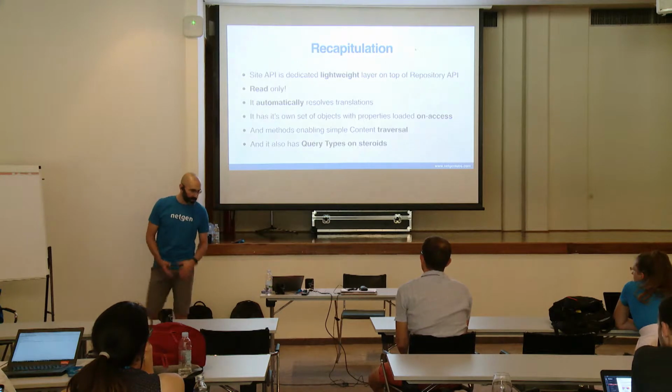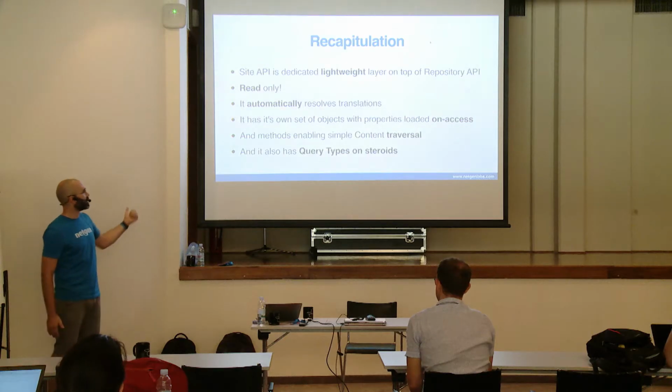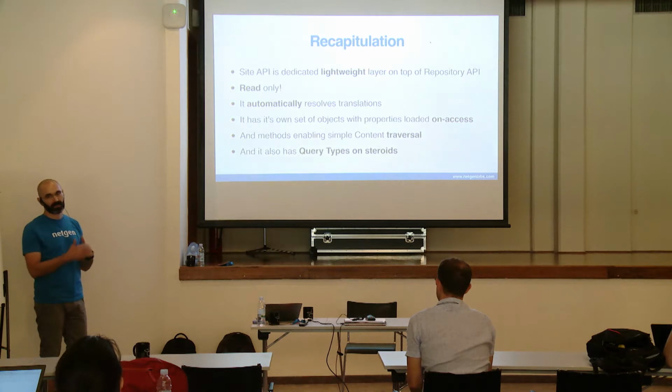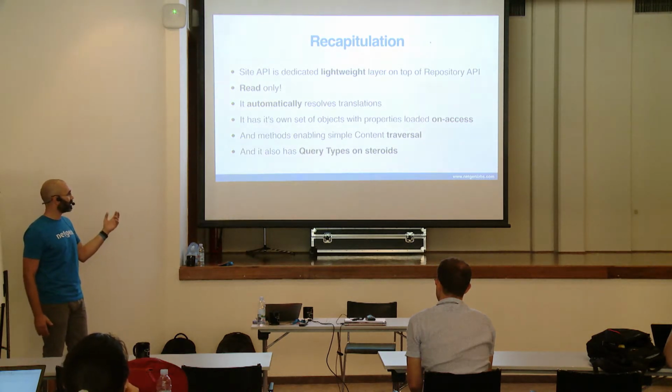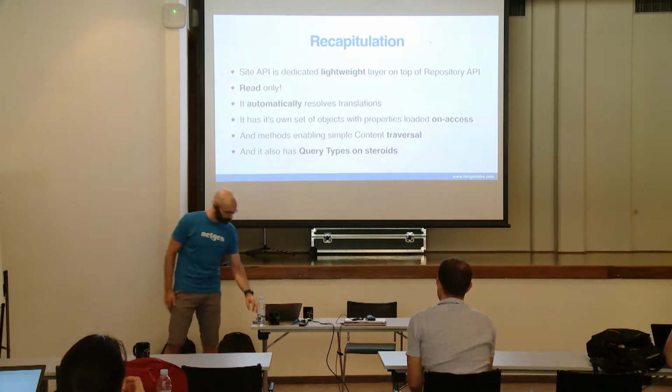So to recapitulate what site API is, it's a separate, dedicated layer for building sites. It's on top of repository API. It's read-only. If you need to persist stuff, you use the repository API. This is a very light layer providing features that you need for sites, right? It automatically resolves translations. It has its own set of objects with simple content traversal, with lazy loaded properties and methods. And it also has query types on steroids.